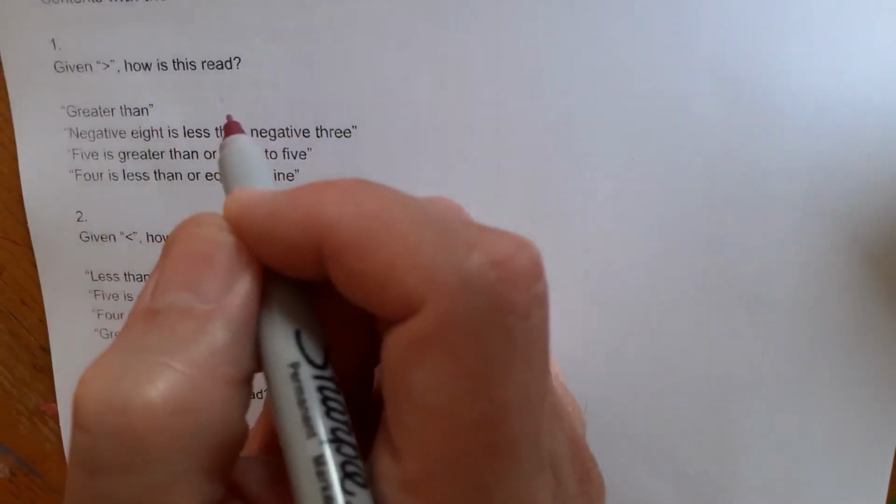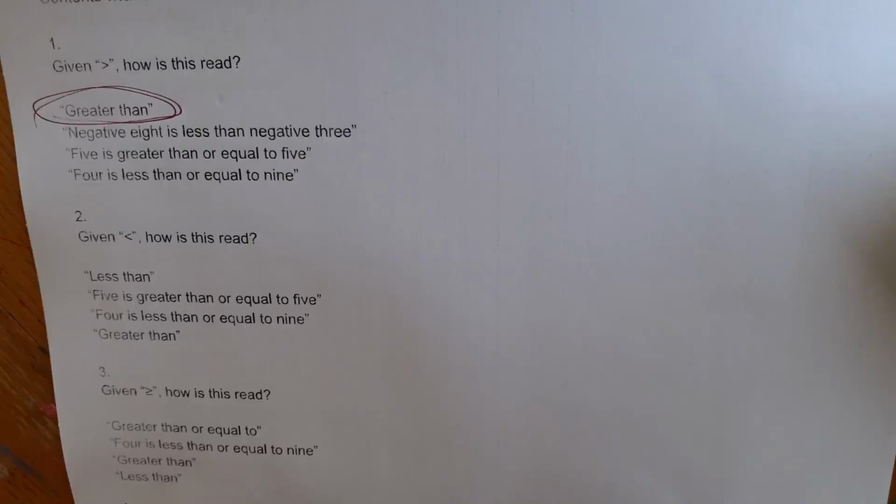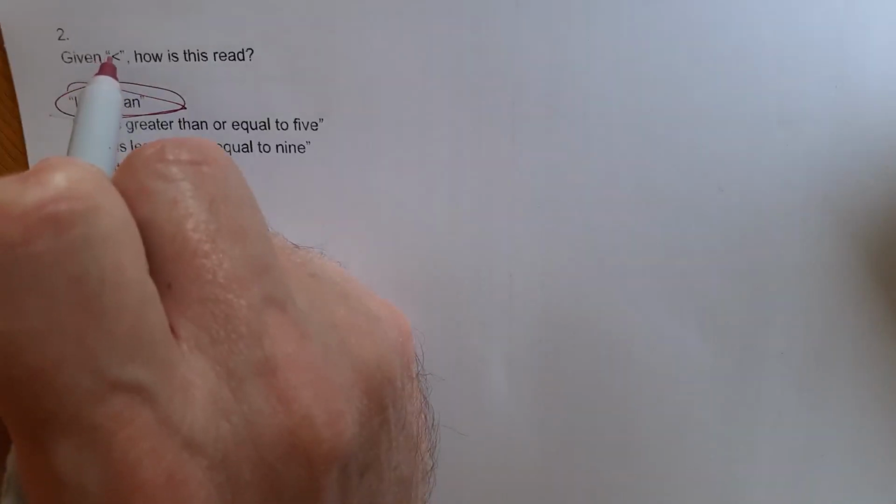It starts out very basic, refreshing us. Given this, how do you read it? This is greater than. Students often know what it is but forget it, so we're going to review. How is this read? Less than, right? Teachers talk about the small side meaning less than, and the larger side meaning greater than. This one is greater than or equal to.